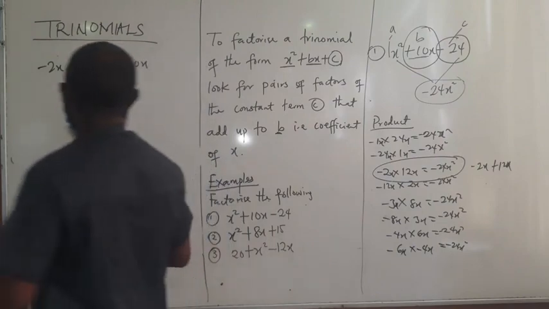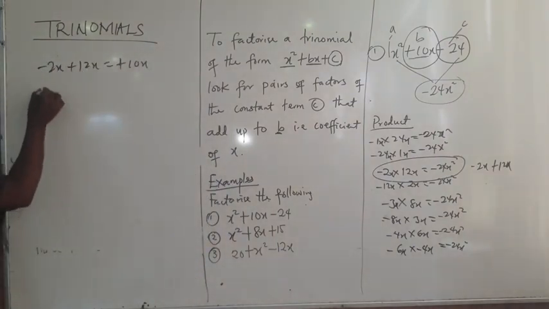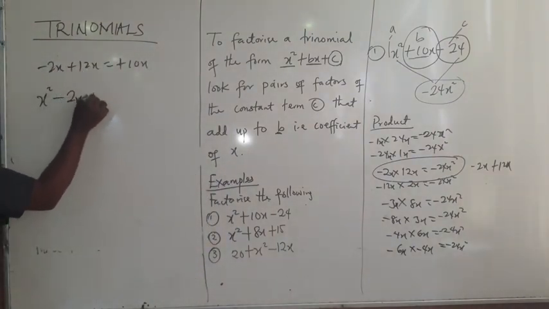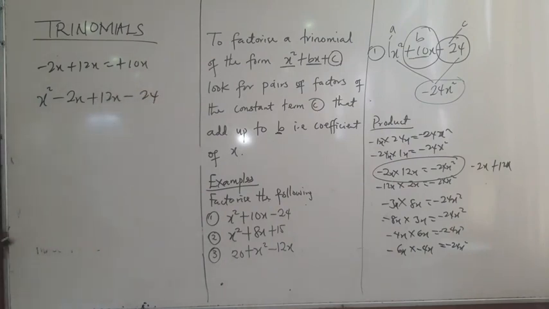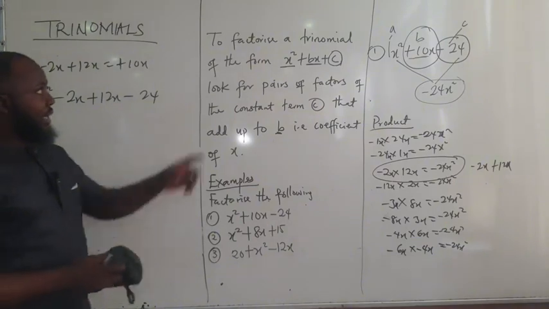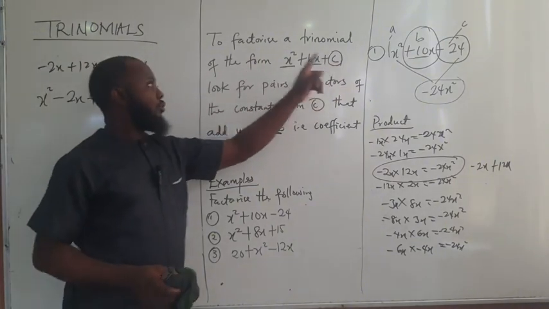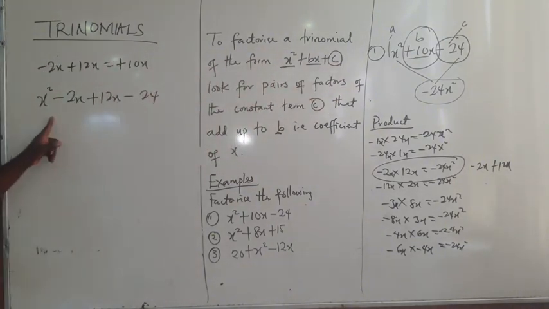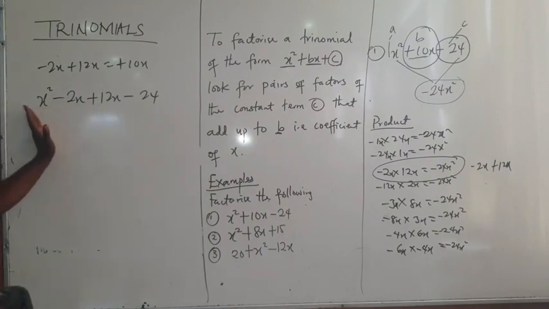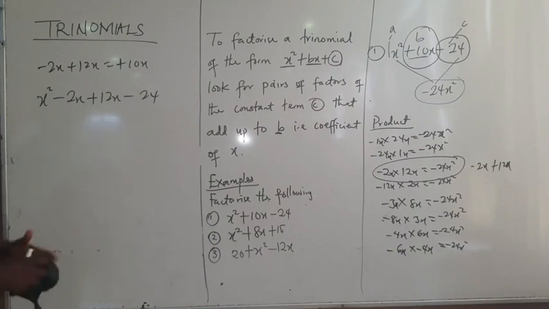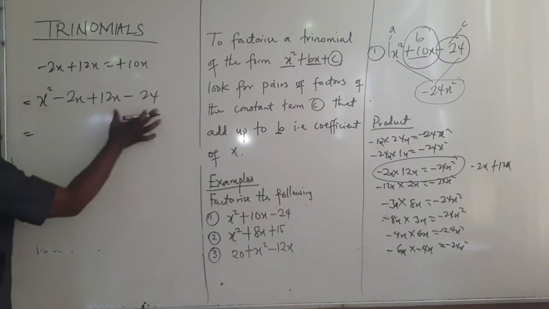So that we can then write x squared minus 2x plus 12x minus 24. So we have turned the trinomial, the 3 terms, to how many terms now? 4 terms. So now it will be easier for us to group them in twos. So we can have it this way. So this and this are together, while this and this are together.